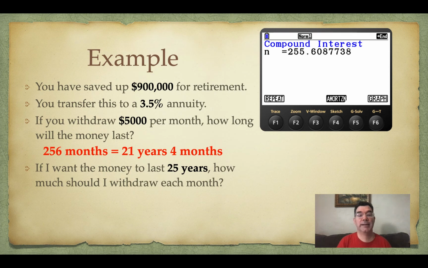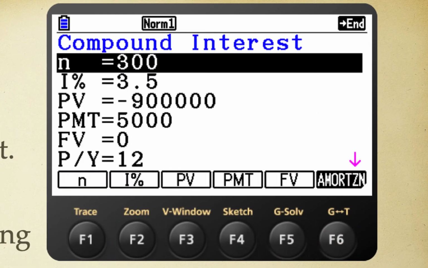So if I wanted the money to last for 25 years, how much should I withdraw each month instead of 5,000? So now I'm calculating a payment again. So that's a very familiar process. 25 years would be 300 months. The interest rate is still 3.5%. The principal value is still negative 900,000. The payment, I've kind of left it as 5,000. I just forgot to change it.